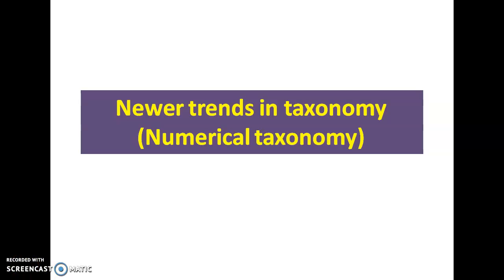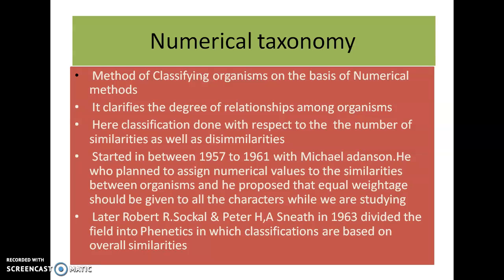So now we are moving to the next trend in taxonomy, that is called numerical taxonomy. In the previous classes we have discussed chemotaxonomy. Now we are moving to numerical taxonomy. So let's move into the detail of this one. What is meant by numerical taxonomy?